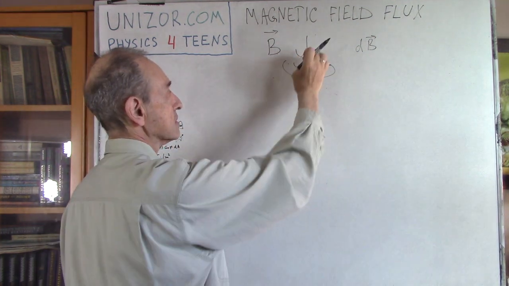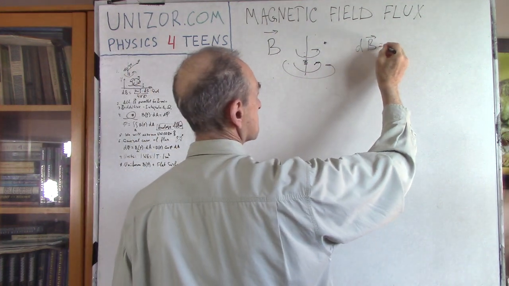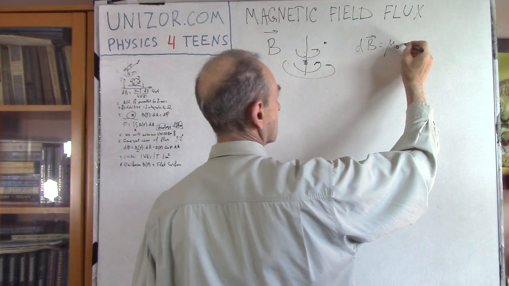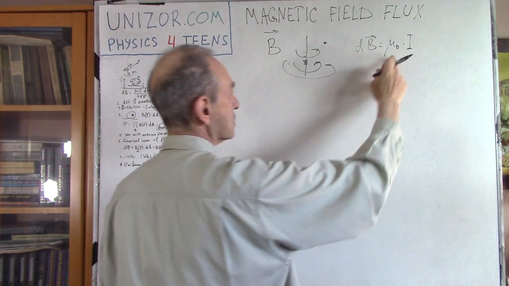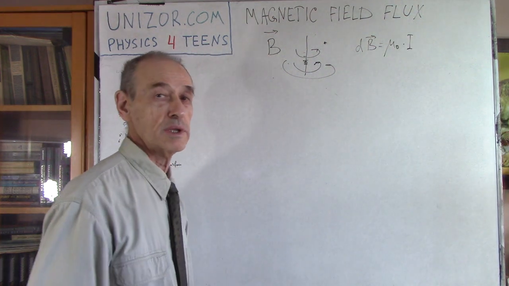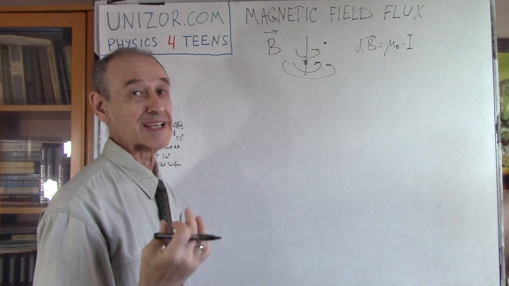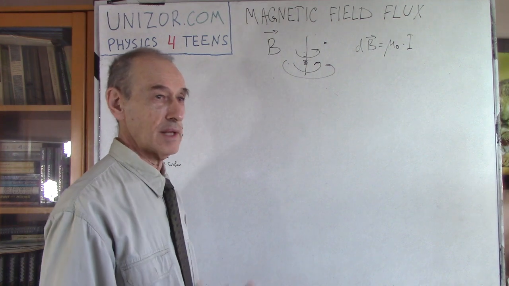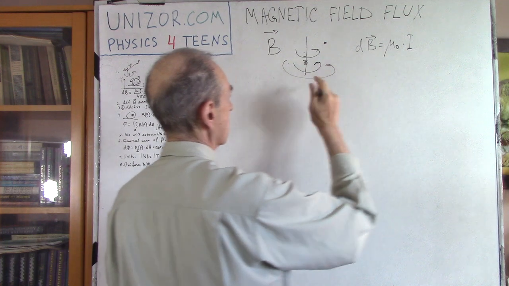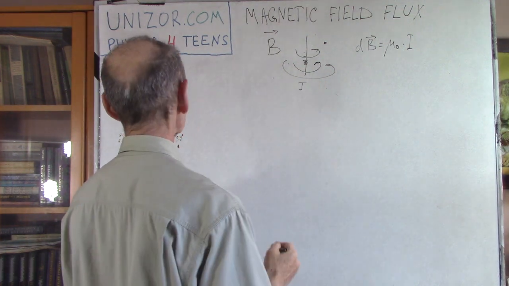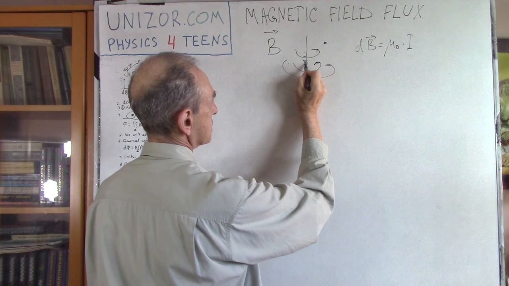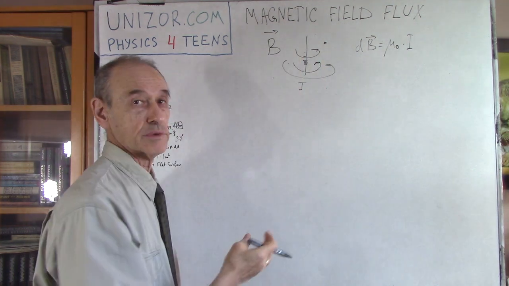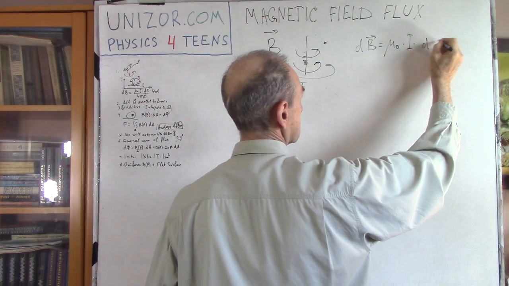So every infinitesimal piece of the wire creates a magnetic field of intensity mu zero times I. So mu zero is the permeability of the space, because it depends on the magnetic properties of the space. Like vacuum has one permeability, and let's say glass has another. I is obviously the current which is running here. Also, obviously, the longer this little piece is, the greater the magnetic field it creates around it. So we have to multiply it by ds.